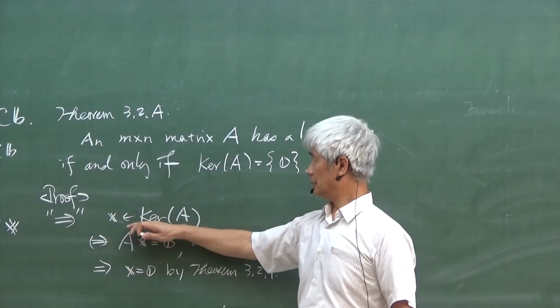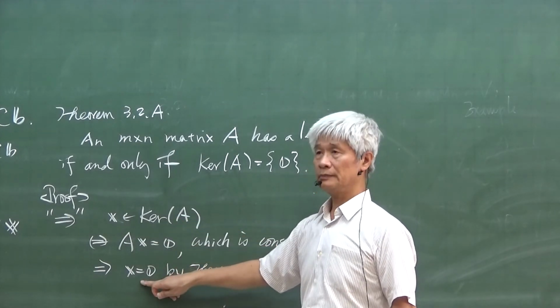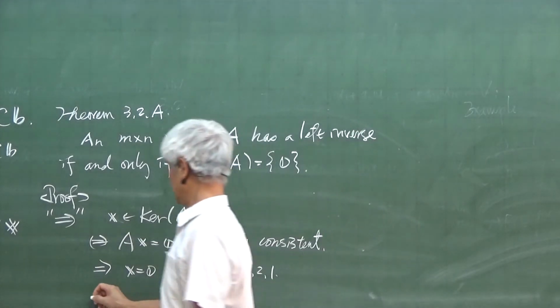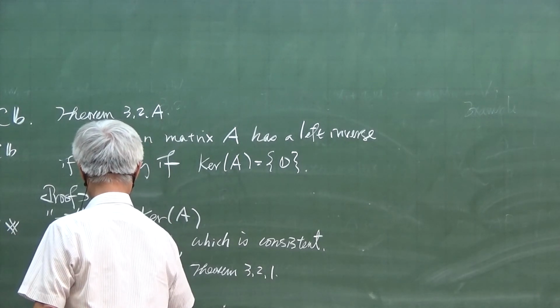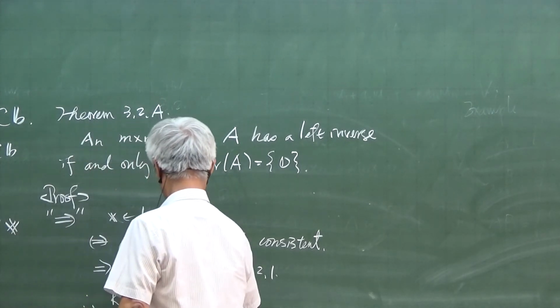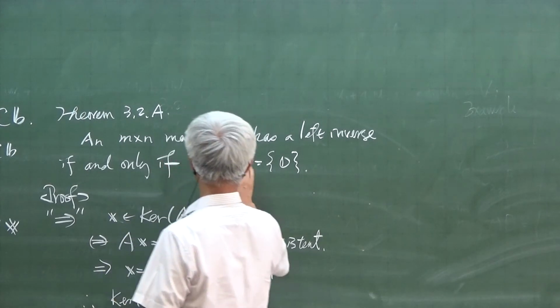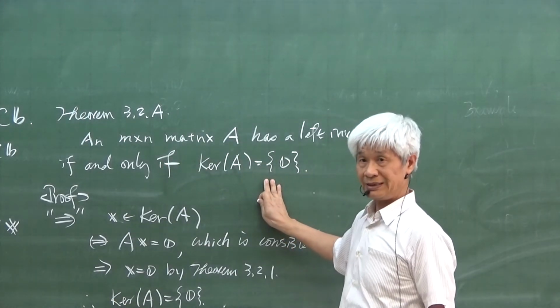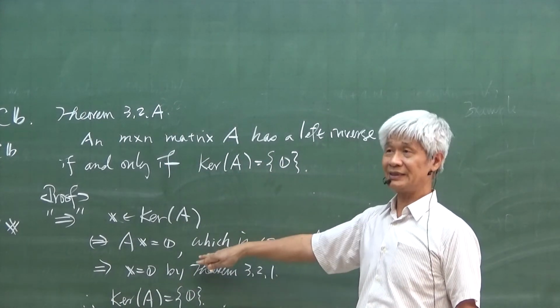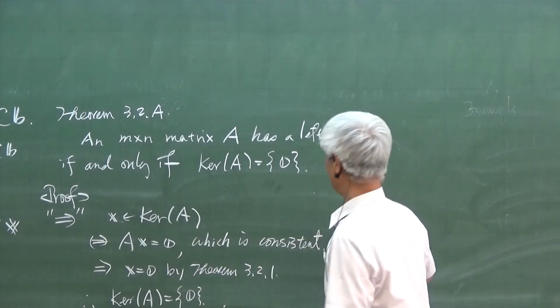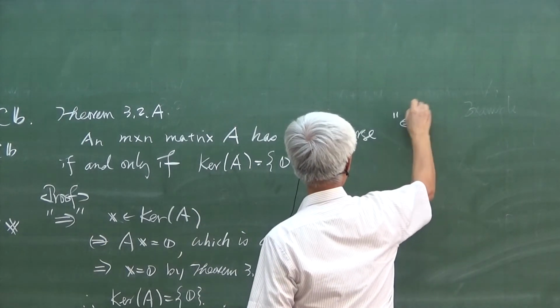So any vector in the kernel of A must be equal to the 0 vector. So the kernel of A consists of only the 0 vector. Right? So we have done this easy part. Very easy, right? Now the difficult part is the inverse part.